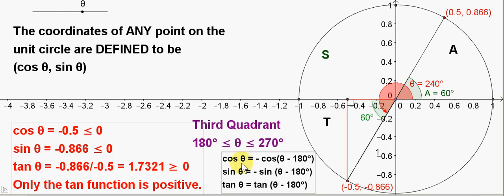In general, we have these relations. So the example we just saw, theta is 240 degrees. So we take 240 degrees, subtract 180 degrees to get 60 degrees. So cos of 240 equals minus cos 60 degrees. And similarly for sine and tan, we take 180 degrees from the angle. For the tan function, we don't change the sign because the tan is positive in this quadrant.